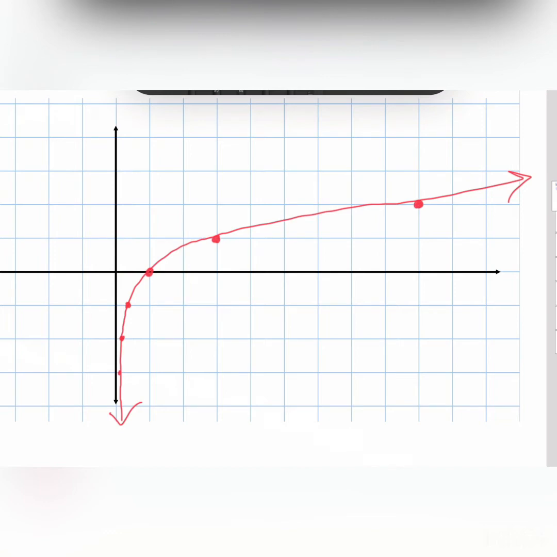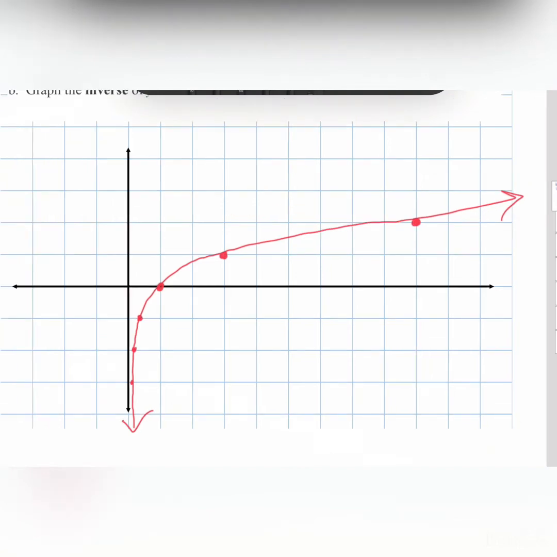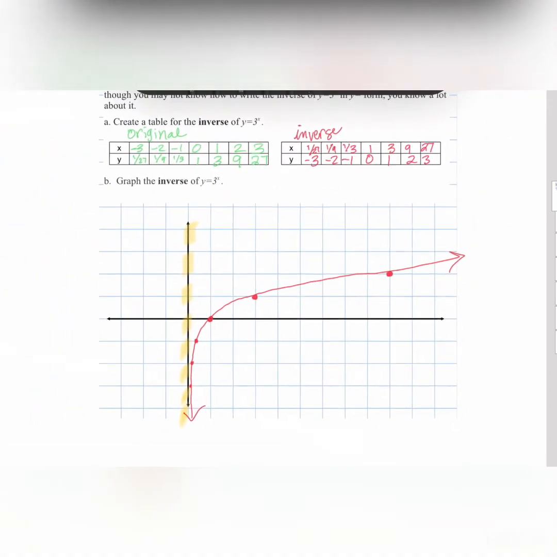Now, because we had an asymptote in our original, we are going to have an asymptote in our inverse. Our asymptote originally was at y equals 0, so when I flip my x's and y's, my asymptote is now at x equals 0.